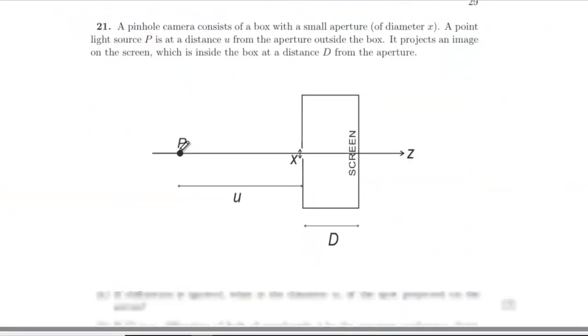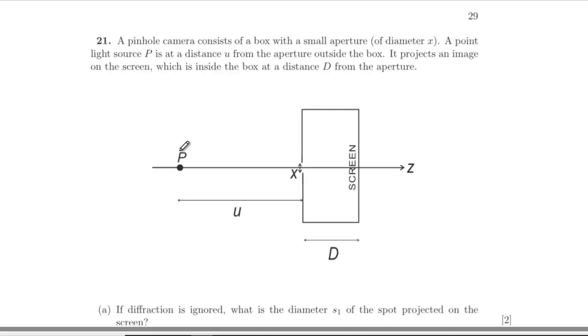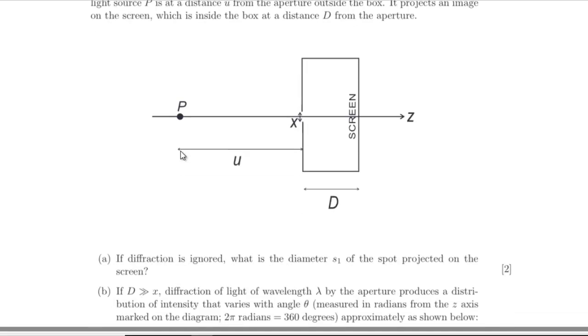All right, so that's question 21 done. Where are we now? All right, question, oh no, it was question 20. We're on to question 21. A pinhole camera consists of a box with small aperture, diameter x. A point light source P is at distance u. Yeah, this is all we've got on the picture. Projects an image on the screen, distance d. Yep, so it's just describing the picture. Wonderful. If diffraction is ignored, what is the diameter S1 of the spot projected on the screen?